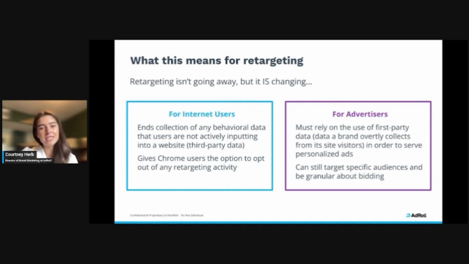But on the other hand, what does this mean for the advertisers? What does this mean for all of us? So that pixel-based form of retargeting that I mentioned earlier is going to be relying now solely on that first-party data. You're not going to be able to use those third-party cookies that are tracked from other parts of the internet that aren't your site. But that doesn't mean that you can't retarget at all. You can still be granular about the specific audiences that you're targeting and the way that you're bidding. You're just going to need to rely on your first-party data to do so.